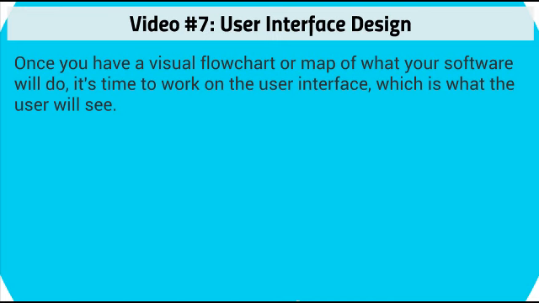So once you have a visual flow chart or map of what your software will do, it's time to work on the user interface, which is what the user is going to see. The flow chart really was for you to understand and for the programmer to understand, but the user interface is also for the programmer, so that you have an idea of how things are going to be laid out and all of that.